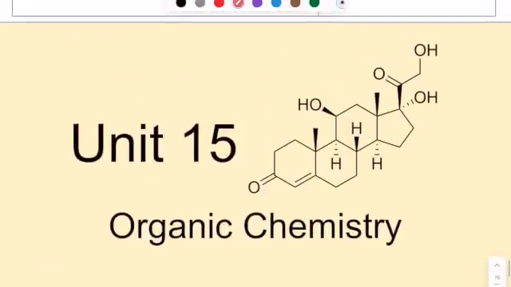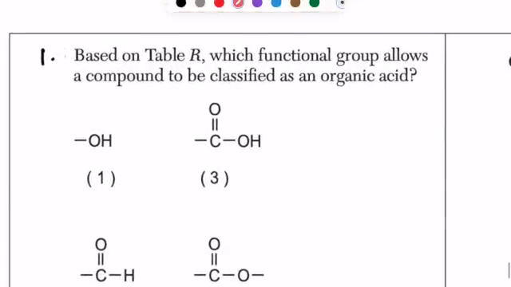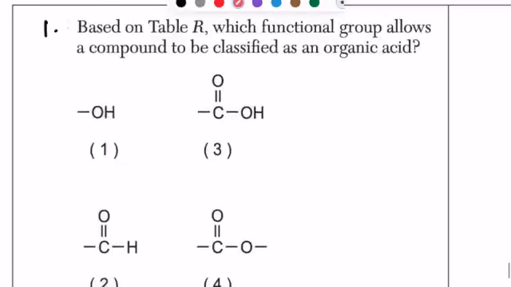Right, let's talk about organic chemistry. So based on table R, which functional group allows a compound to be classified as an organic acid? So very easy question. Just look at table R, look at the functional group of the organic acid. So that should be this one.